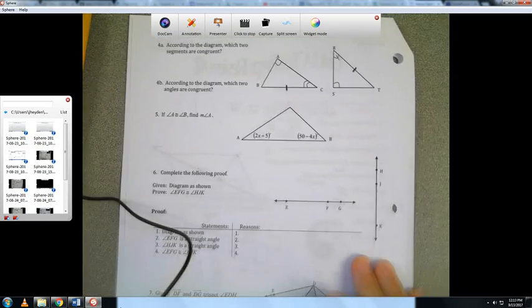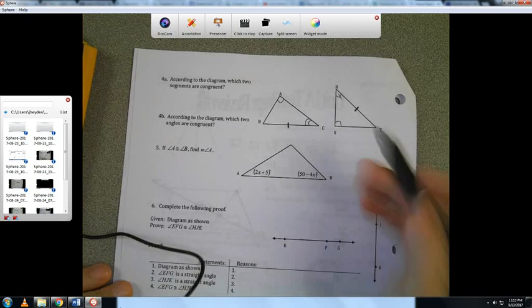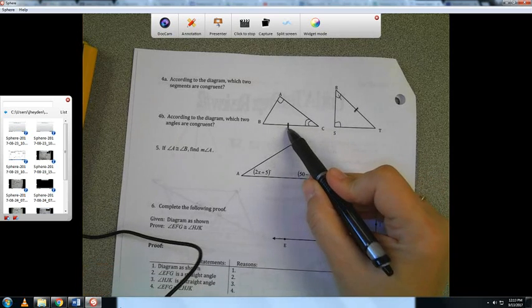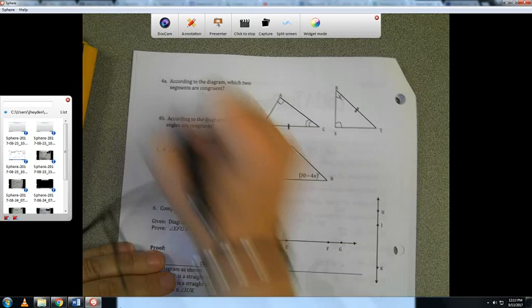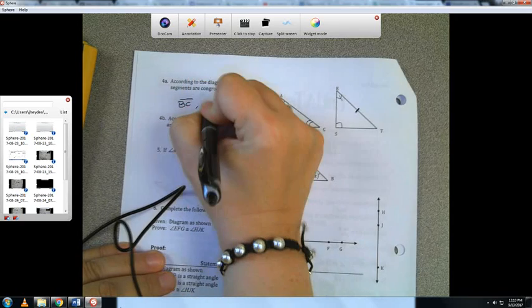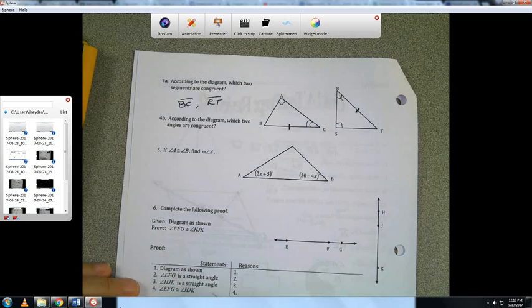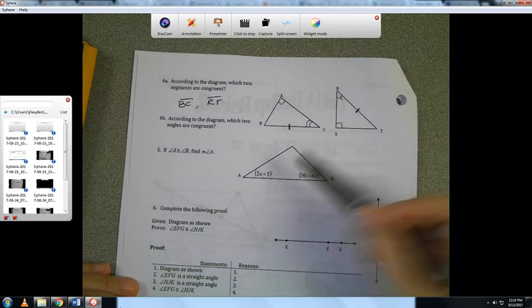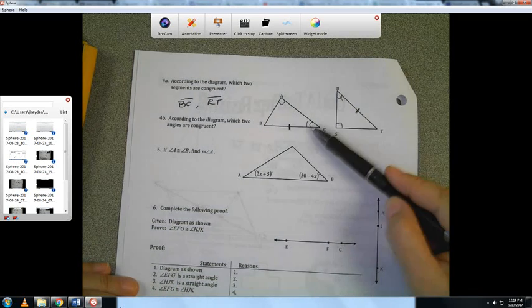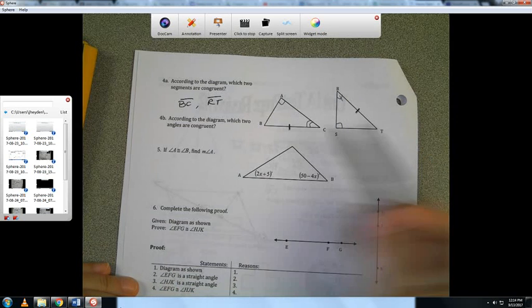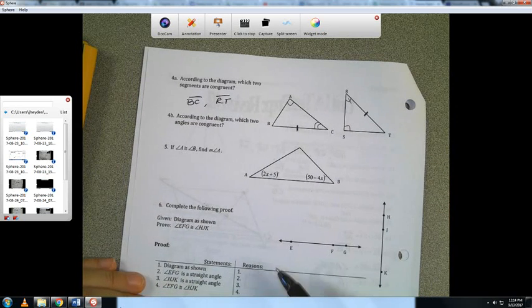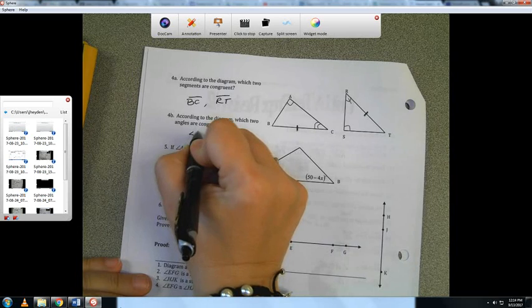Next. According to the diagram, which two segments are congruent? So I'm going to look at the tick marks here, and it looks like BC and RT are congruent. So BC and RT. Which angles are congruent? So I'm looking for angles that have the same markings. These are not congruent because they're marked differently. But A and S are marked with the same marking. So that means angle A and angle S.